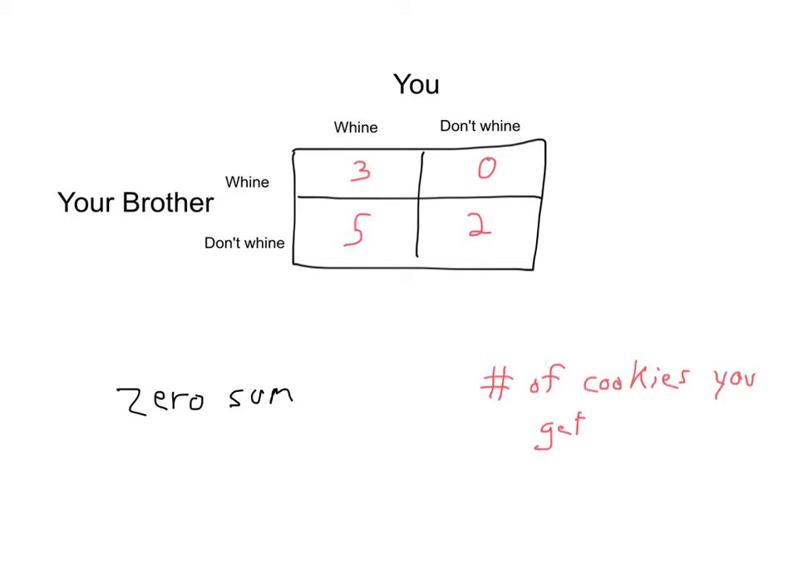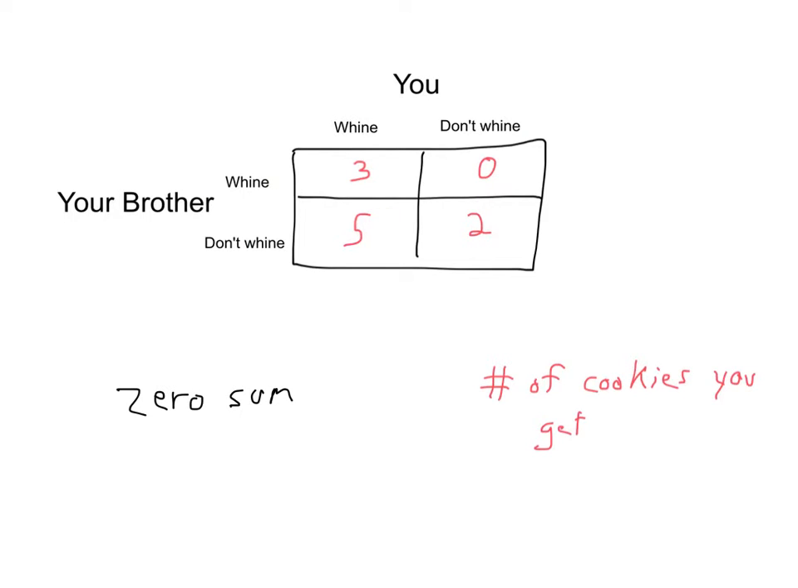Well, what should you do? Notice that no matter what your brother does, you're always better off whining than not whining. So if you whine and he whines, you get 3. And if you don't whine and he whines, you get 0. If you whine and he doesn't whine, you get 5. And if you don't whine and he doesn't whine, you get 2. So you're always better off whining.